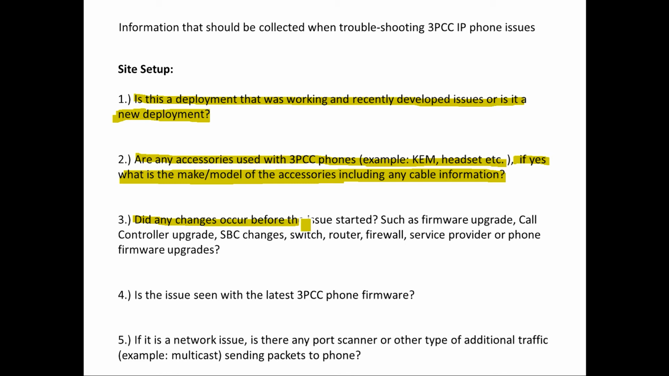Just to eliminate any variables that can be introducing the symptom or issue you're seeing. Number 3: did any changes occur before the issue started, such as a firmware upgrade, call controller upgrade, session border controller changes, switch, router, firewall, service provider, or phone firmware upgrades? We mentioned this a moment ago. If things were running fine, for example for 2 years, and then suddenly last week you start seeing issues with certain phones, then this is the item you really want to ask. Did anything change in your environment? Did anybody update firmware? Did anything change from a service provider, security, router, or firewall standpoint, etc.?